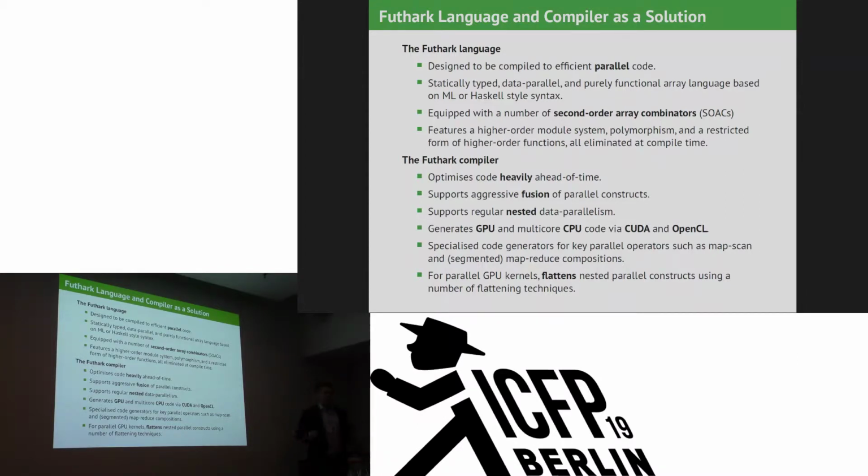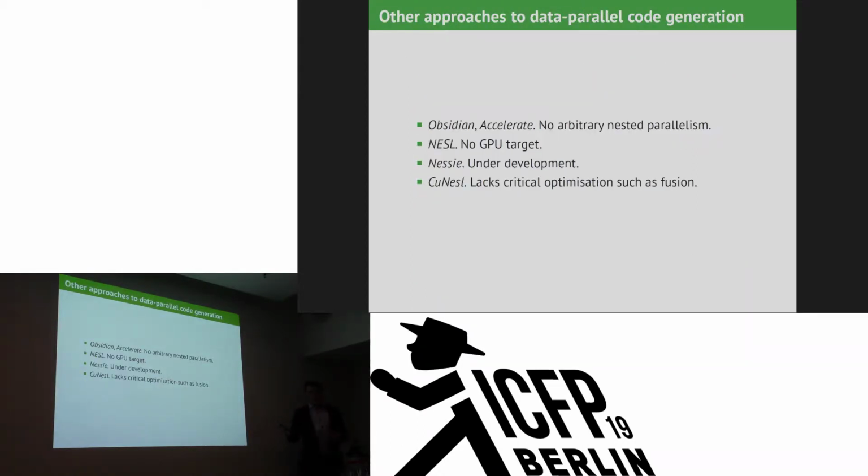But I'm not going to talk about this because I'm not working on it. I'm a user of this technology, but I found the support for regular nested data parallelism a very core thing to solve this problem fast. And that it compiles to CUDA or OpenCL turned out also very valuable, of course, because we address GPUs. And the flattening capabilities of the nested parallel constructs is something that we play with. Did anybody of you hear about Futhark before? Okay, great.